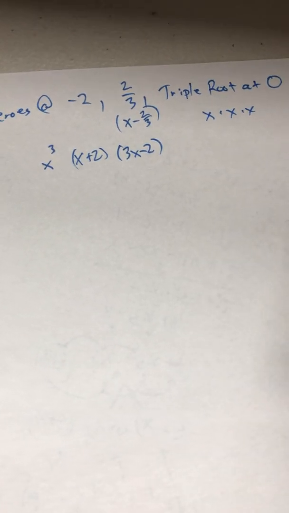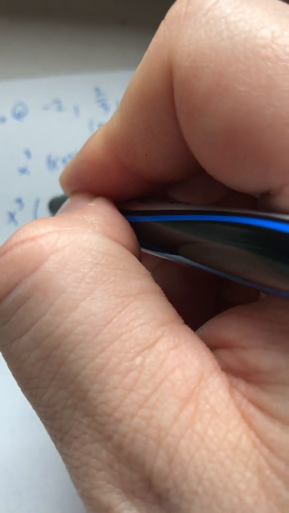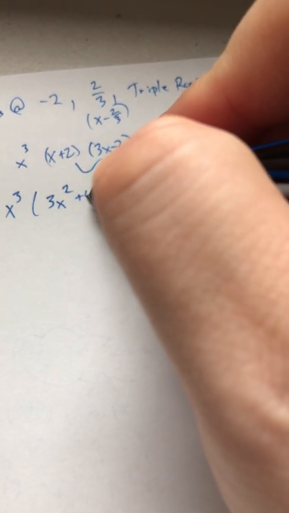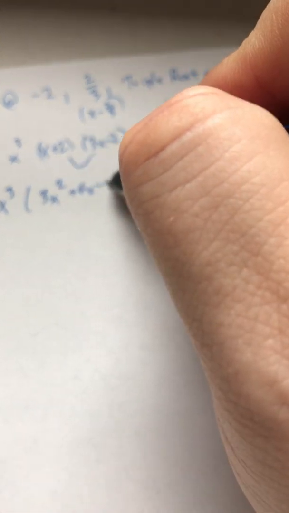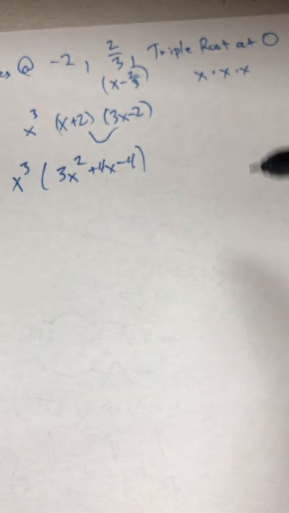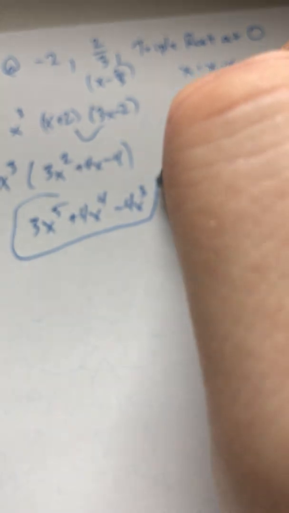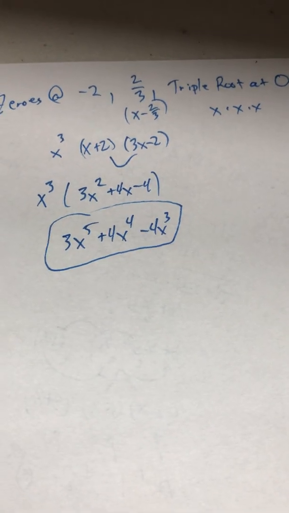And now I can just go ahead and multiply it out. I'm going to do the FOIL actually first. I'm going to multiply those two things together. So x times 3x would be 3x squared. And then I'm going to have a minus 2 and a plus 6. So a plus 4x and then minus 4. And now if I distribute the x cubed, I would have 3x to the 5th plus 4x to the 4th minus 4x cubed. And there we would have our equation.